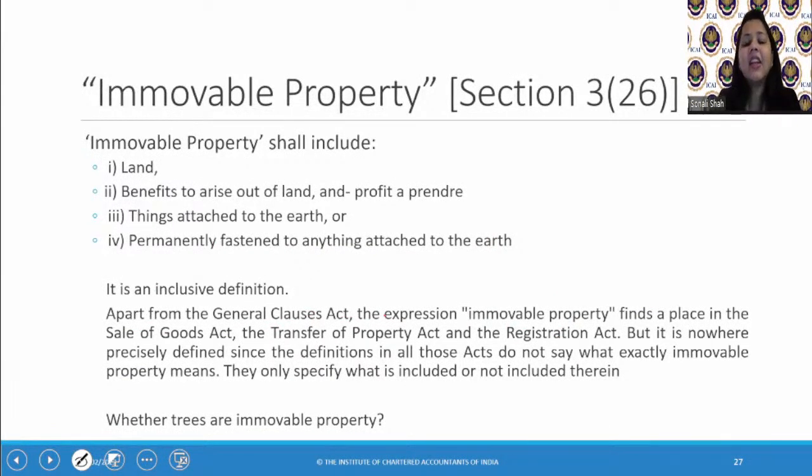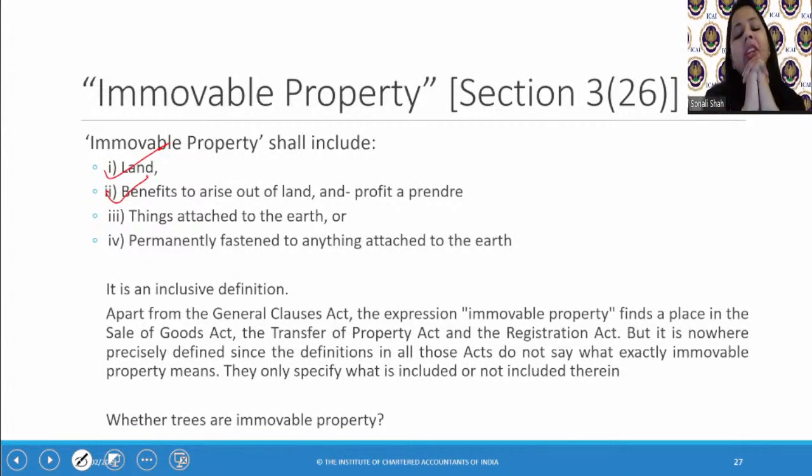Okay. Next is the definition of the word immovable property. Mark this as important. The concept of movable property and immovable property is also very important. You often get to see questions here also. So the GC Act says immovable property shall include land, the zameen, the land as such, benefits to arise out of land, and profit apparent.